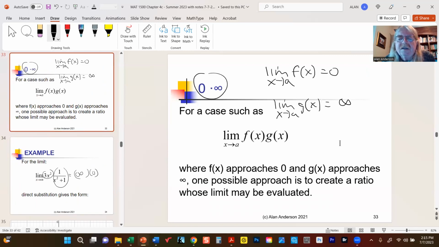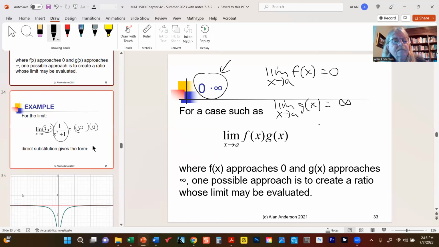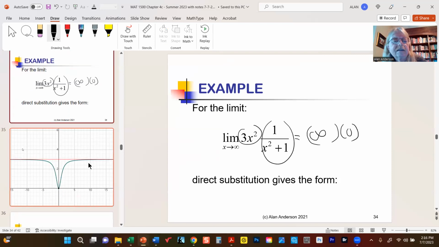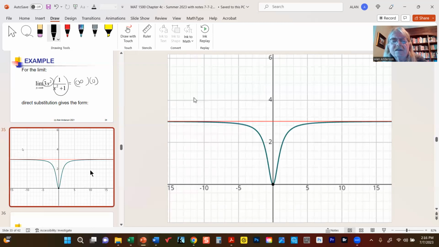Now, 0 times infinity would be, let's say you have a product of two functions and one of them approaches 0. The limit as x goes to a of f of x equals 0. The limit as x goes to a of g of x is infinity. So you end up with 0 times infinity. Now what do you do? Well, that doesn't do us any good. Look at this graph. This is very strange.